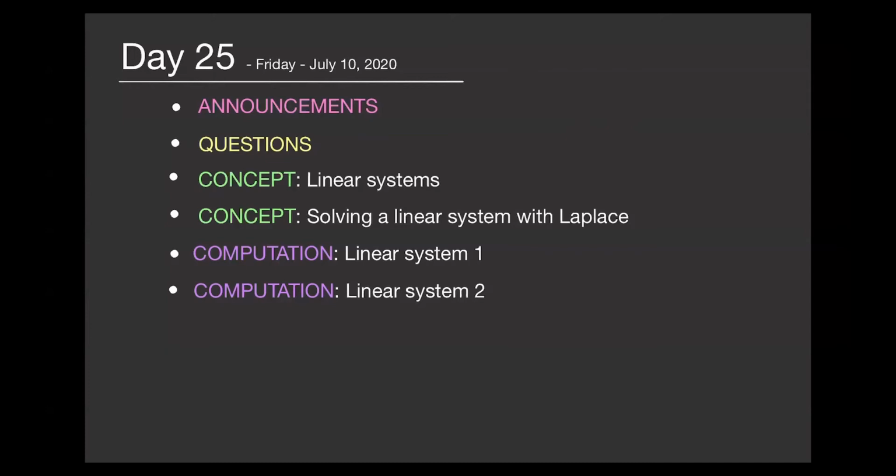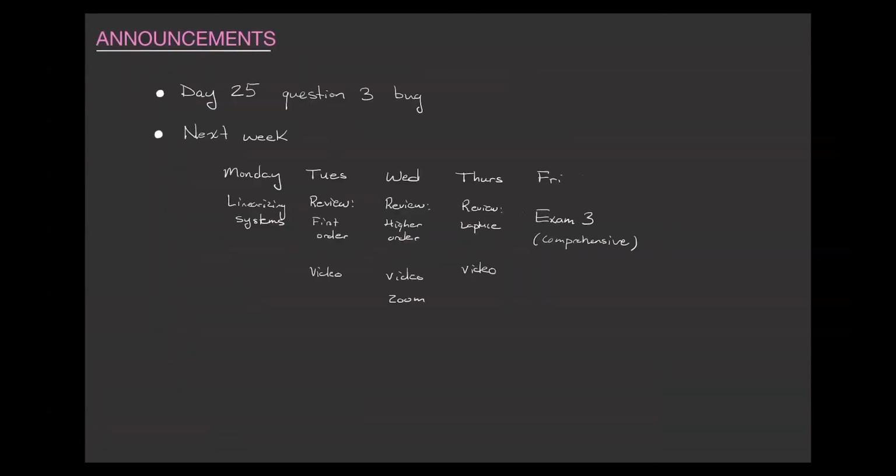So, as usual, let's start with announcements. First, someone pointed out that there seemed to be an issue with question 3 on day 25. Namely, it was not accepting what would have been a correct input for, I think, the last part of question 3. And it affected some people, but not everyone.